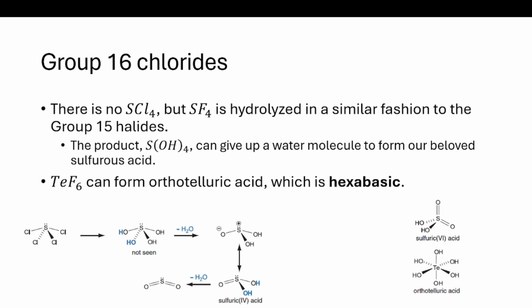Now, going on about another group 16 element, namely tellurium. That can form orthotelluric acid. And although the name says acid, you would expect it to be acidic, this is actually a hexabasic compound.